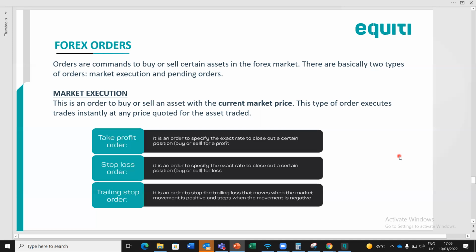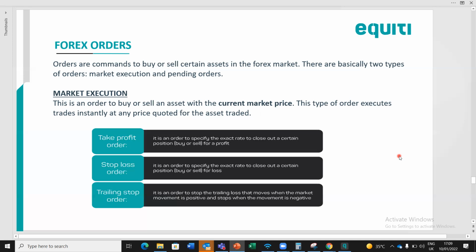So for you not to lose out, you decided to sell your bottle of water at the current market price of 100 naira instead of the 120 you had in mind. What you have actually done is that you've carried out the market execution. You sold your product or your asset at the current market price. Now, this type of order executes trades instantly at a price that is quoted for the asset traded.